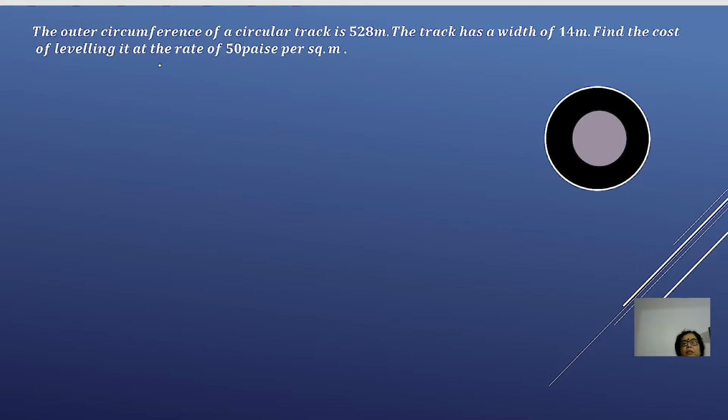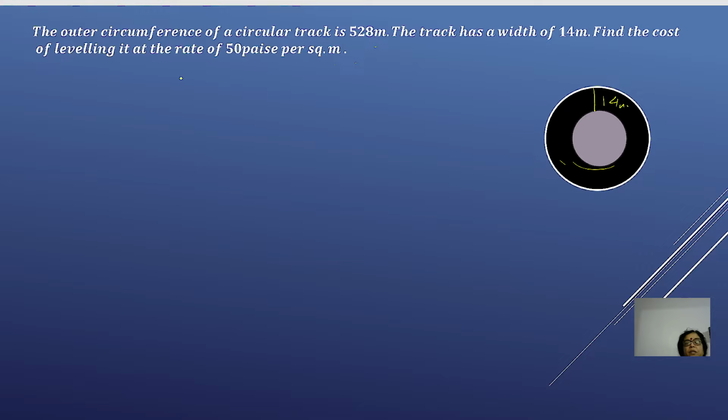Next one is: the outer circumference of a circular track is 528 meter. The track has a width of 14 meter. Find the cost of leveling it at the rate of 50 paise per square meter. So this is the outer track. The white one is the outer track and this is the inner track over here. And the track has a width. This width is 14 meter.